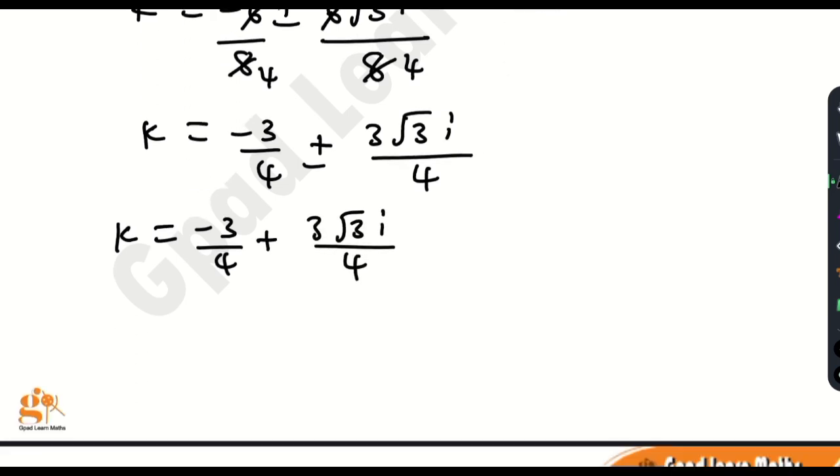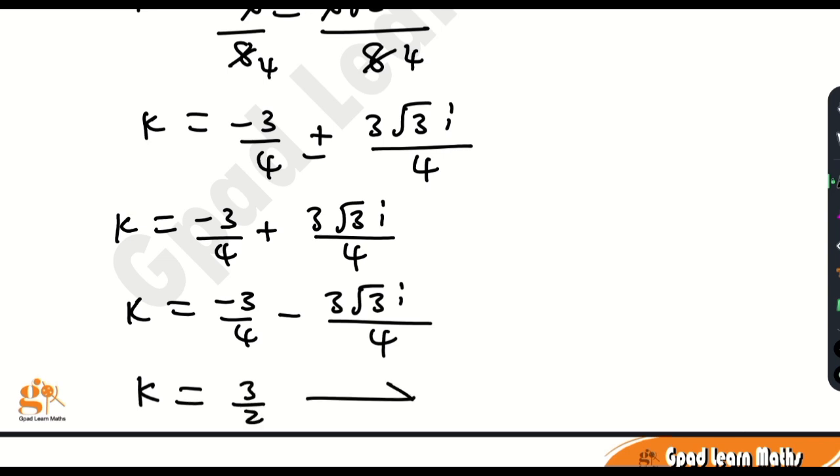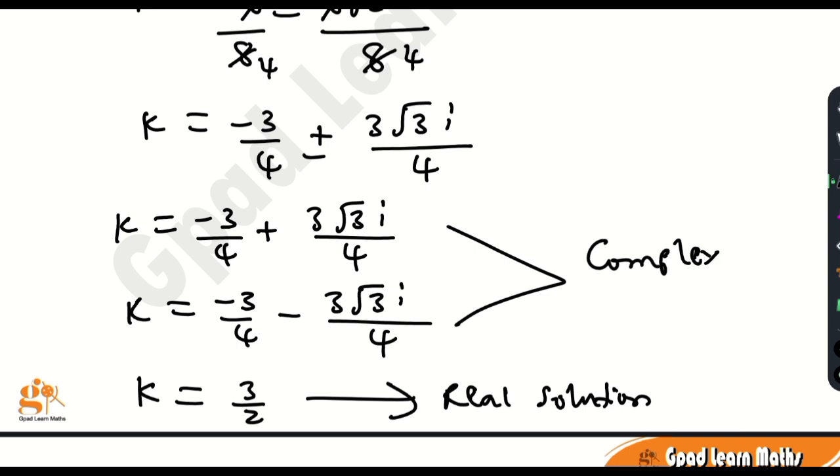That's one of the values of k. The other value of k is what? Negative 3 over 4 minus, remember it's from plus or minus. So minus now 3 root 3i over 4. And the last one, which was the first one we got, is what? 3 over 2. So this right here is the real solution, while these two are the complex solutions. So you can see now that there are three values that satisfy the equation.